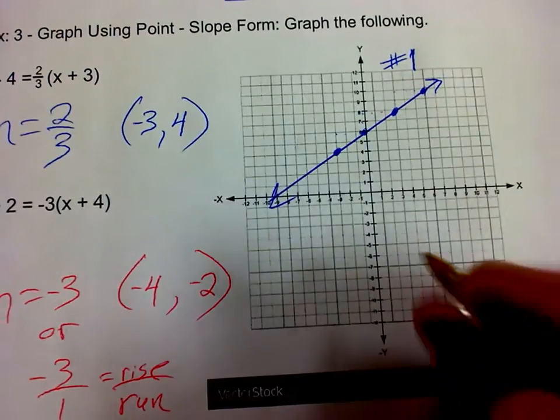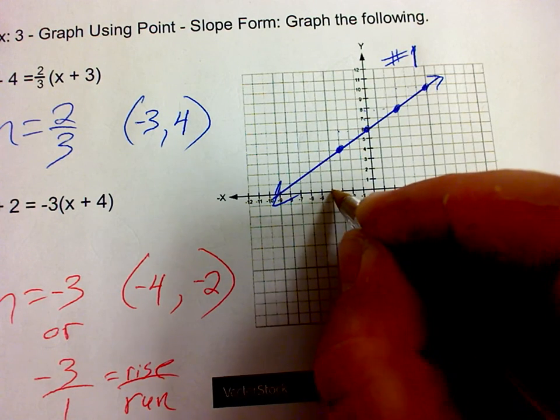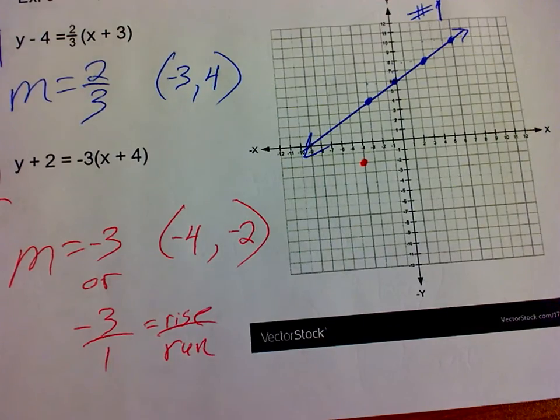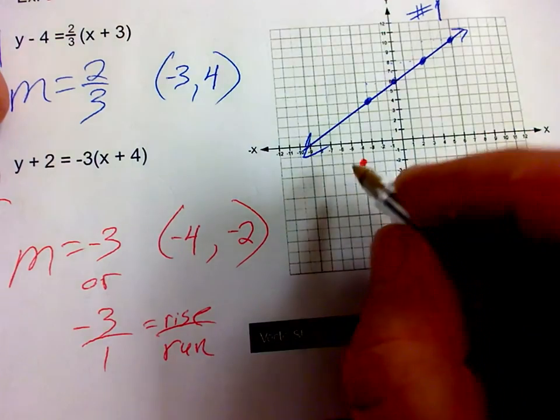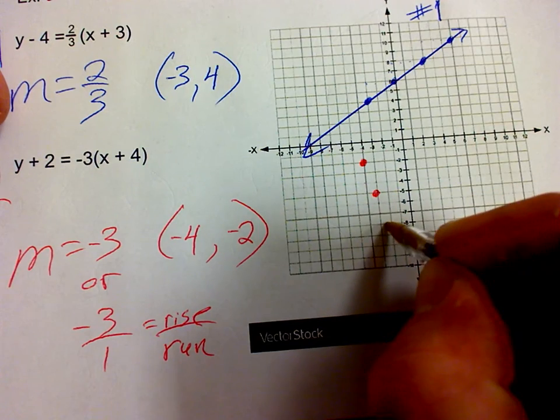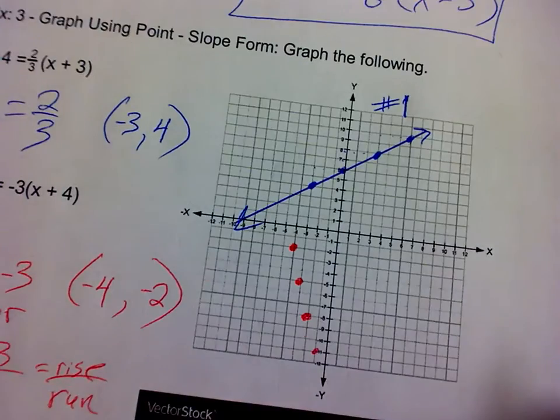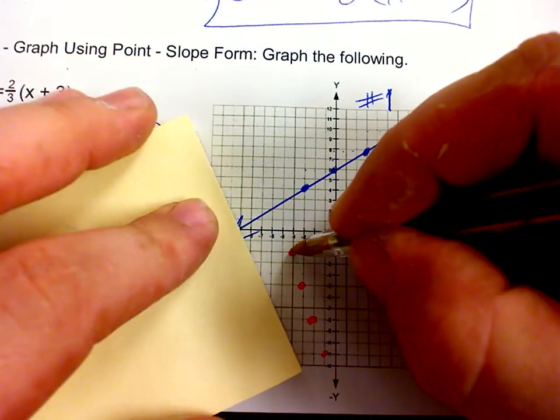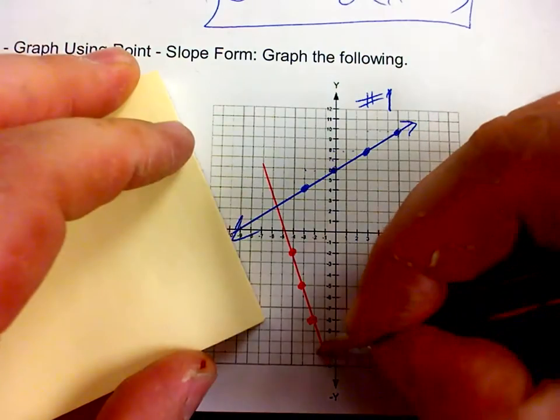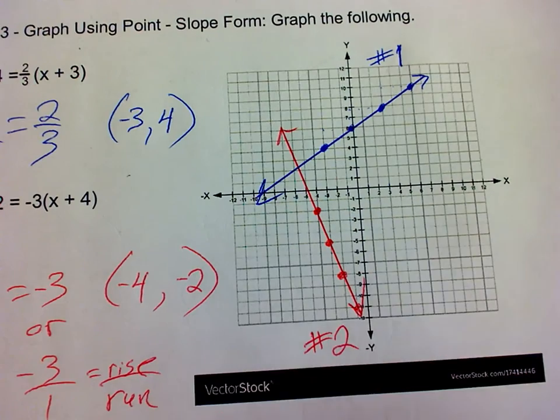Let's go ahead and plot this point on our graph over here. So negative 4, negative 2 starting at the origin. Negative 4 means move 4 to the left. Negative 2 means jump down 2. We're going to plot our point. And we have the slope of negative 3 over 1, which means we start at the point. We're going to go down 3 to the right 1, down 3 to the right 1, down 3 to the right 1. Take out our little straight edge here. I'm going to go ahead and connect my points. And that gives us the graph for equation number 2.